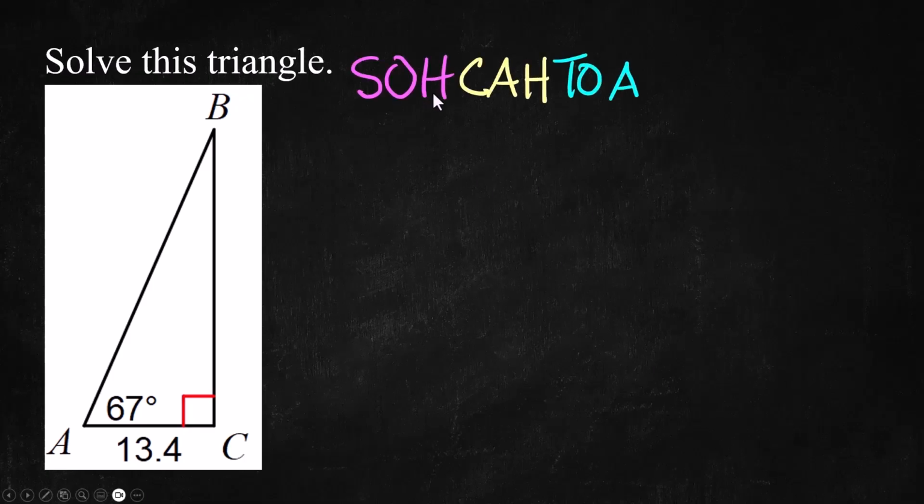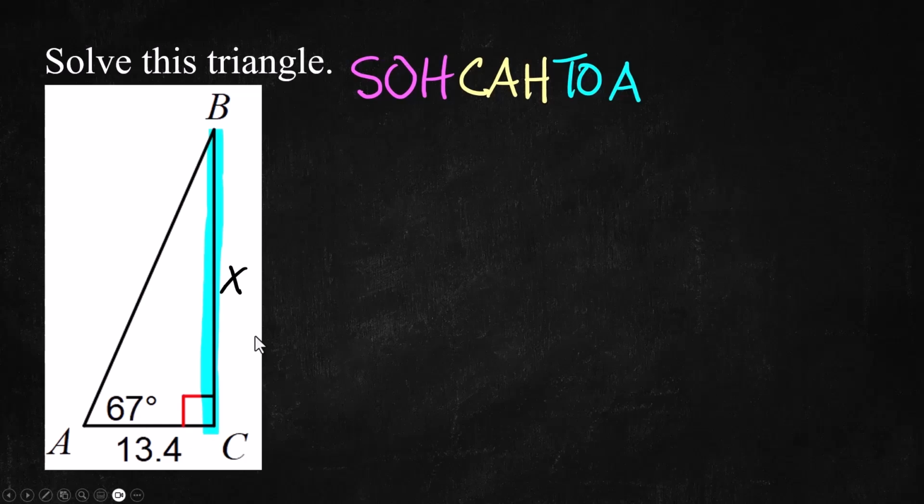SOHCAHTOA. Sine is opposite over hypotenuse, cosine, tangent. This helps you remember how to set up everything. You are looking for any side. You might want to go for the angle first, but I'm just going to go for a side first. So I'm just picking one, and I'm going to call it X. I am at the 67 degrees right here.